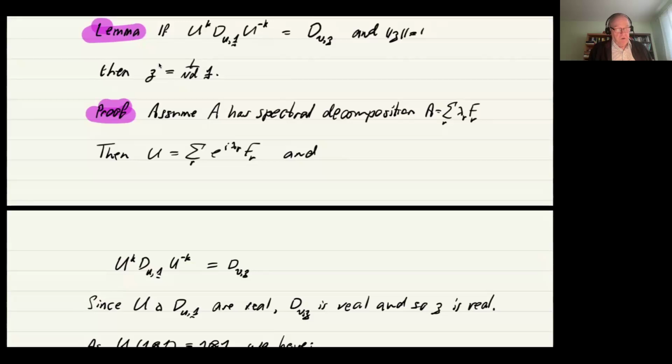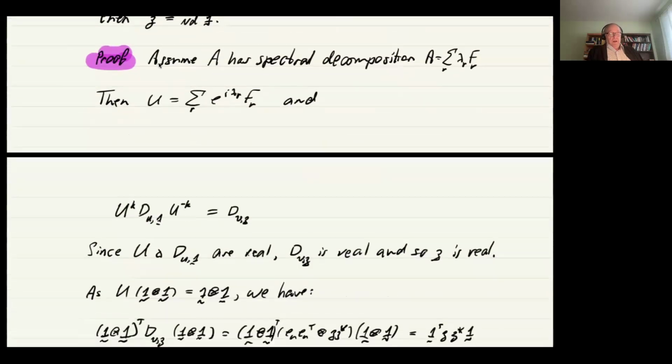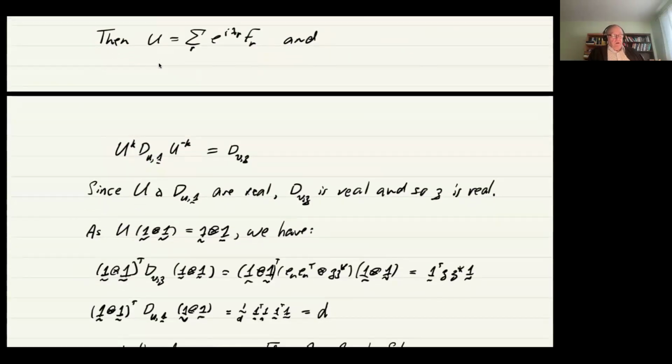Now, our assumption is that at time k, we have D_u 1 going to D_v z. And the key thing here is simply that because U is real, we're dealing with arc reversal walks on a graph, U is real, and this is real. And so since everything here is real, this must be real. And so that implies that z is real.